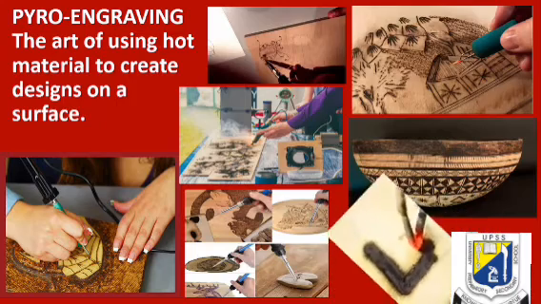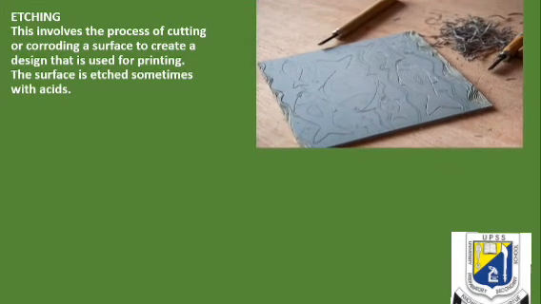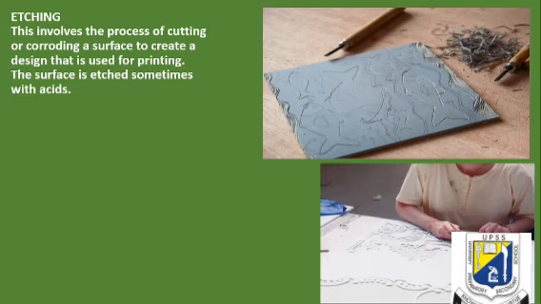And the next one is etching. Etching is a process whereby unwanted parts of a soft or hard material are chipped out. Here we have a lino cut material with a design of fish and waves of water.